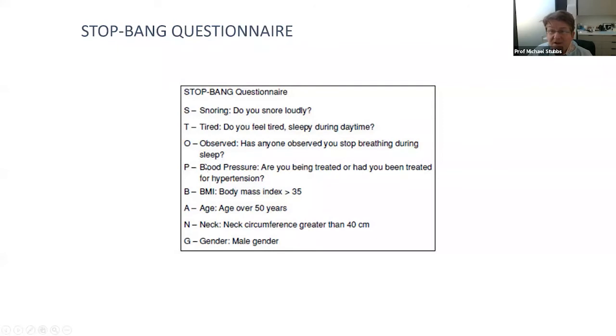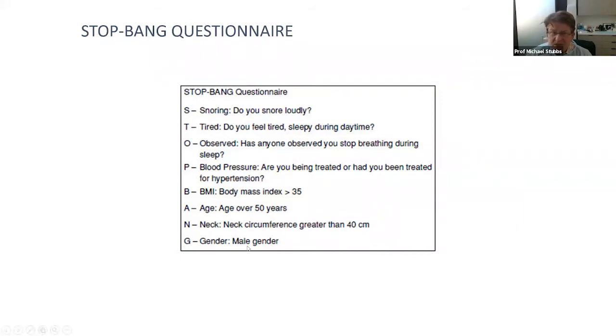You look at the medical history. Are they treated for high blood pressure? Are they overweight? Are they over 50? Let me tell you, folks, people under 50 can get sleep apnea too. Neck circumference, greater than 40 centimetres. You don't have to get a tape measure out. You can ask what size collar they use. So usually men, more than a 42 centimetre collar is a risk factor for sleep apnea. And obviously, a male is a higher risk.